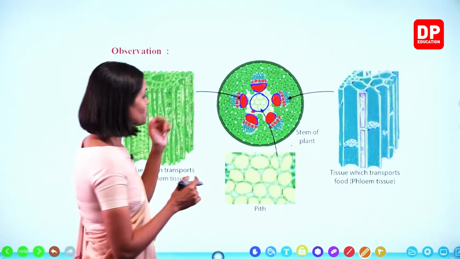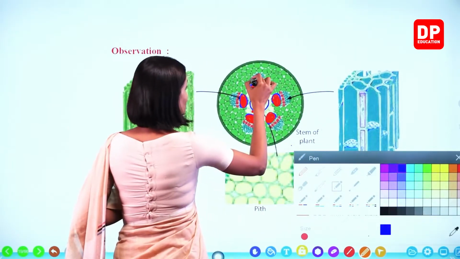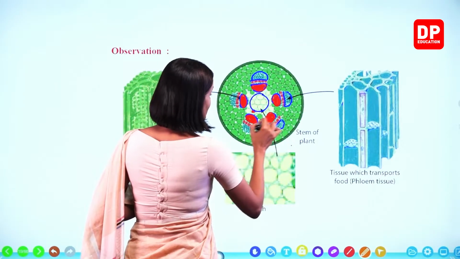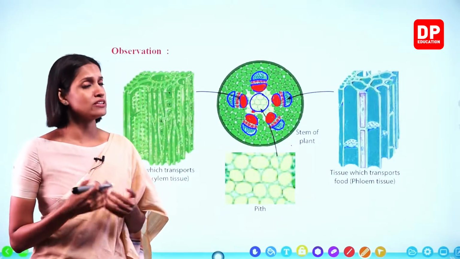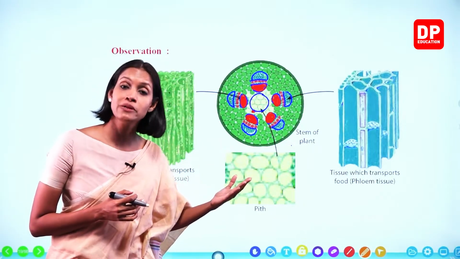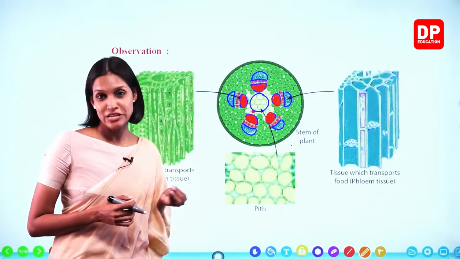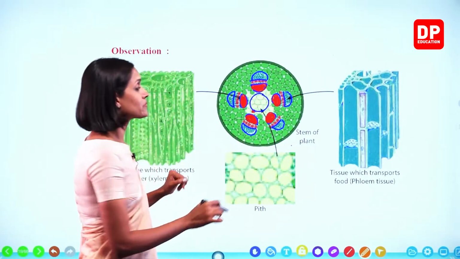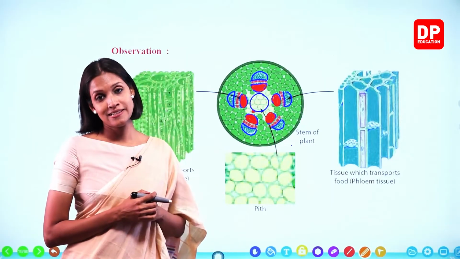Right, children? So after that, from outside we could see another type of tissue like this. Right? That tissue is known as the phloem. Now you have to get familiar with these terms, children. This is the first time you all are learning about the xylem and phloem. You have to get familiar because in the upper grades also we are going to use these terms. Okay? So this tissue is known as the phloem. The phloem tissue transports food throughout the plant.